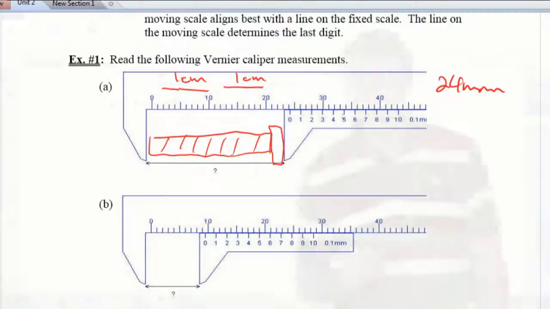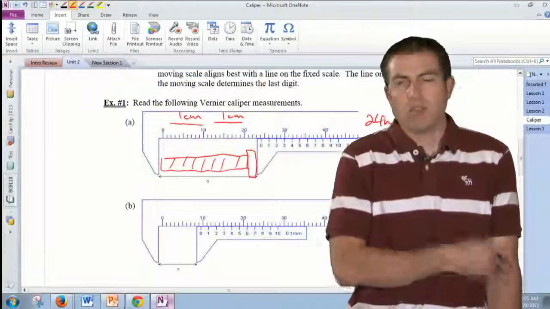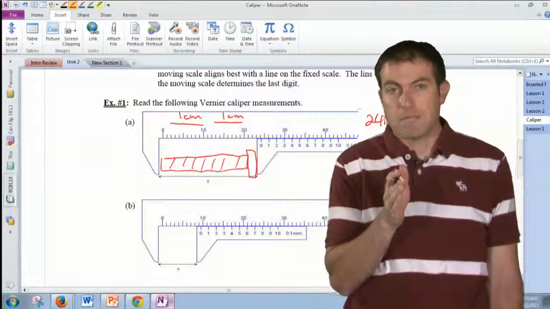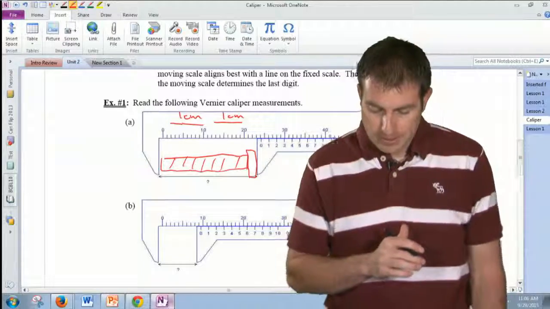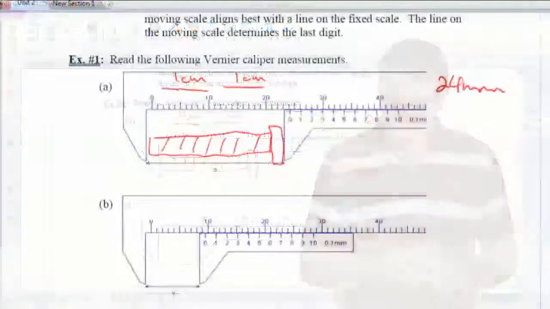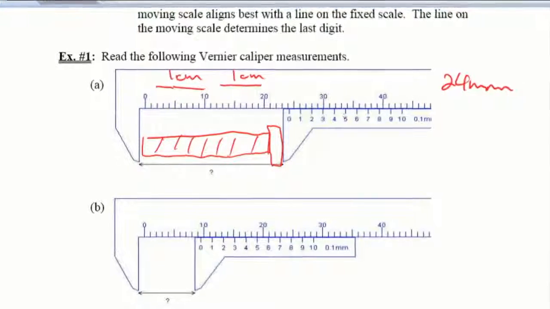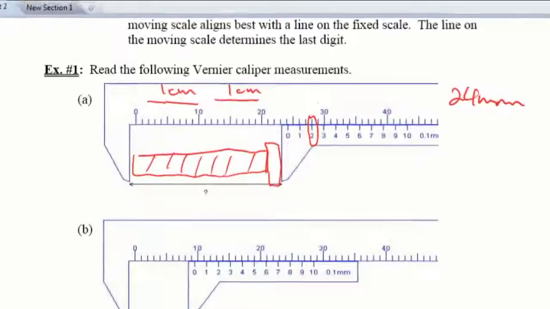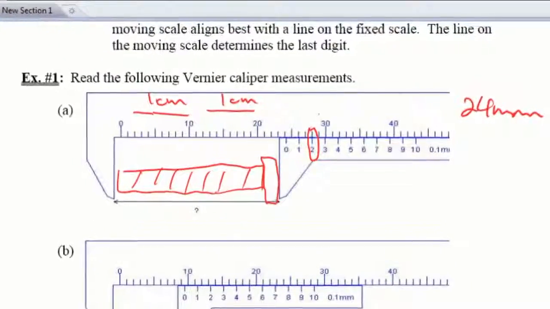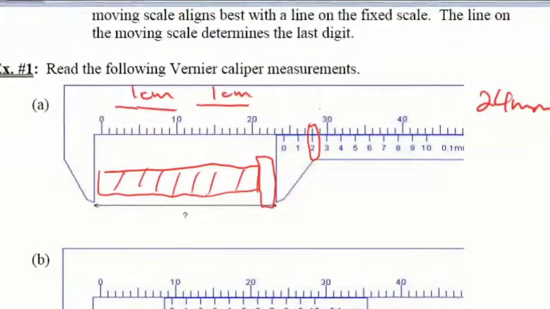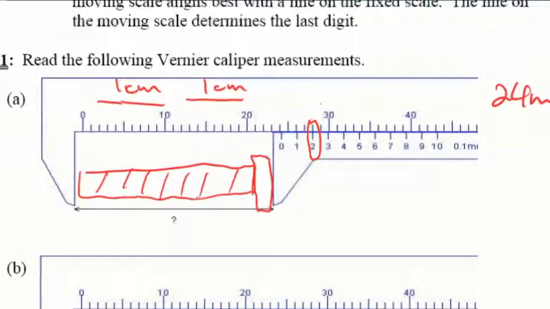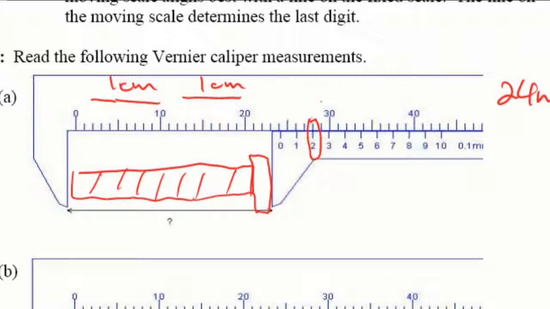Does anybody agree with Abby, or can you see one that looks like it's lined up a little bit better? I'll give you a second to look at that. Abby seems to think the 2. Sometimes it can be hard to tell. You're just going to have to do your best at estimating. Jade agrees. You know what? I think I'm going to agree as well. It definitely looks like the 2 is the most lined up of all of those. So what that means is it's 2 tenths of a millimeter.